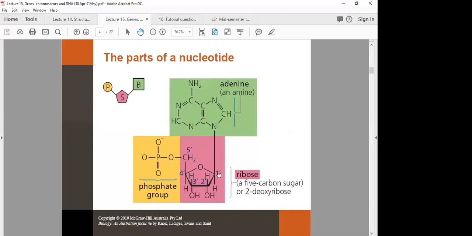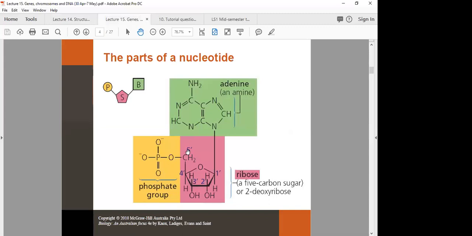Now, let's look at the numbers here in the sugar. 1', 2', 3', 4', 5'. These numbers refer to the location of the carbons. They're not shown here, but here there is a carbon, and we call that the 1' carbon. There's also a carbon here that's not shown. That's the 2' carbon, 3' carbon, 4', and the 5' carbon is indicated here. So we can see that the 5' carbon is where the phosphate group is attached.